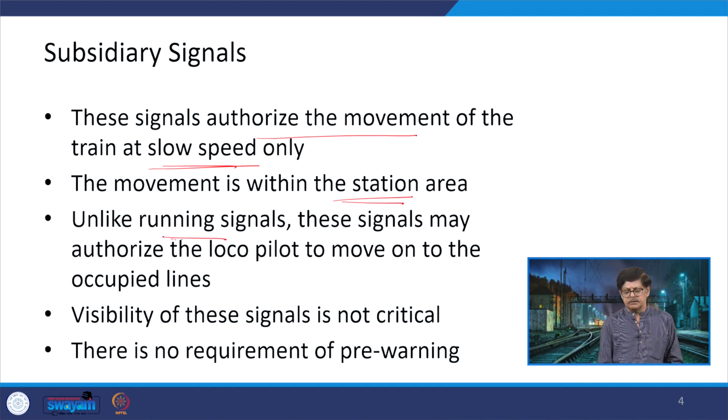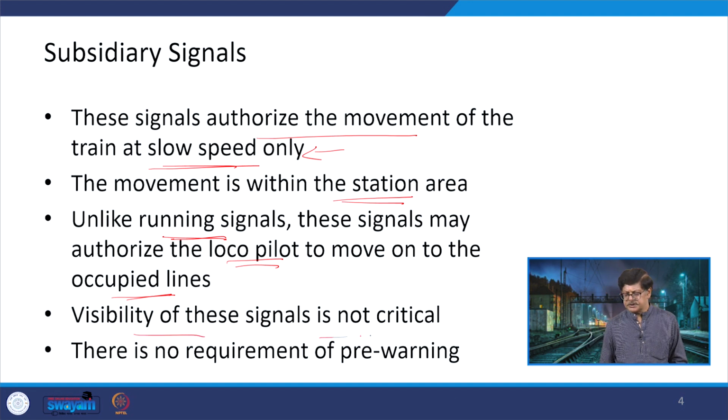Unlike running signals, like the stop signals, semaphore signals, or the permissive signals, these signals may authorize the loco pilot to move on to the occupied lines. Okay, so you may feel that how it is possible. Depending on the movements and the efficiency to be maintained and utilization of track to be maintained, and because the trains are moving at a very slow speed, this type of authorization can be given.